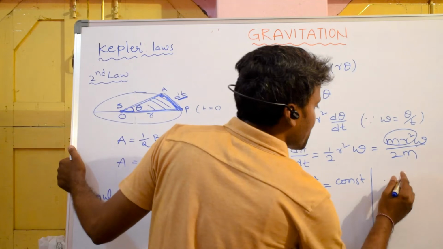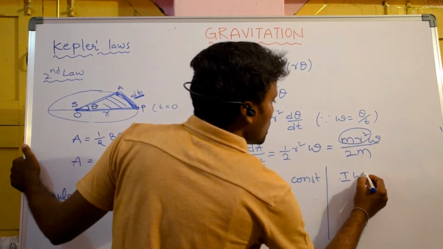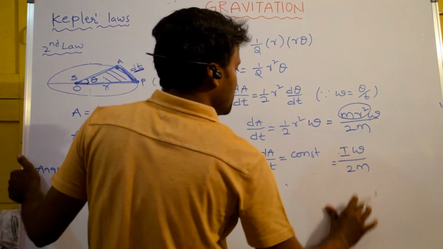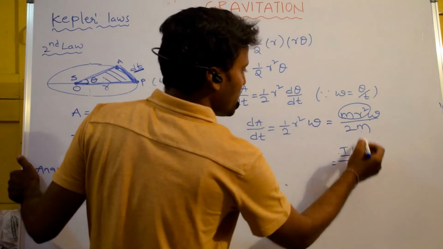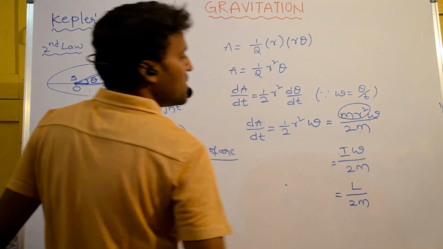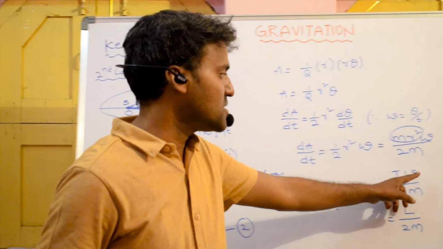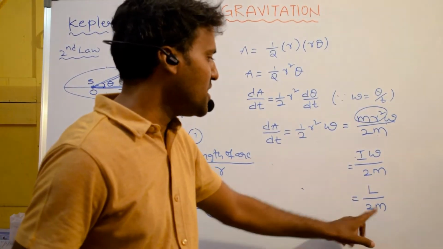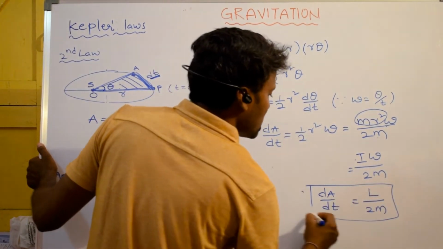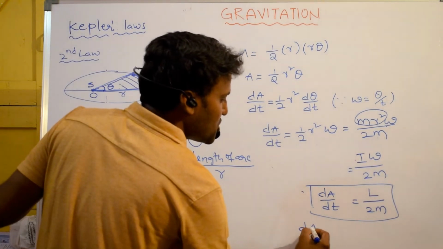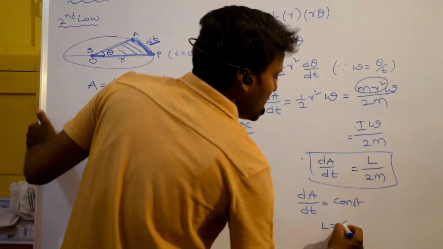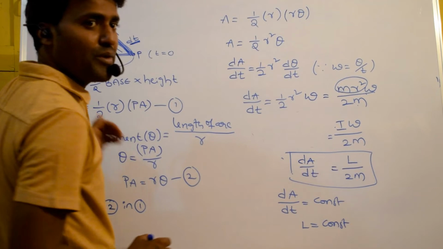So we can write I omega divided by 2m. I omega is equal to L, angular momentum, that is L by 2m. So dA by dt is equal to L by 2m. According to the definition, very clearly we know dA by dt is equal to constant. At that time L is also constant, angular momentum is also constant.